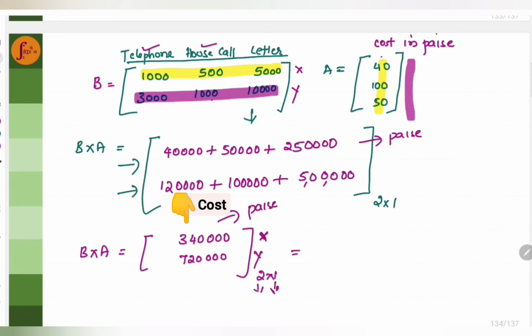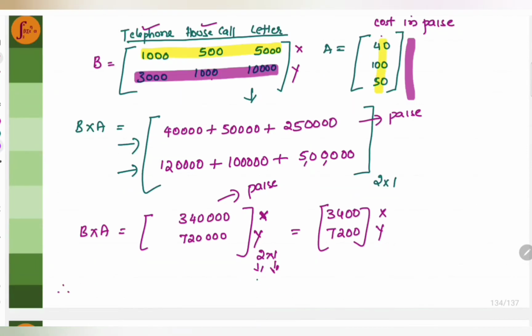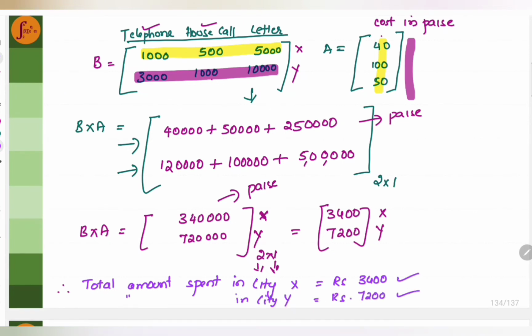Since this is in paise, let's convert this into rupees. So if you convert it into rupees, you're going to divide it by 100. So it's going to be divided by 100, which is 3,400 rupees, and this is going to be 7,200 rupees. So this is X and Y. Therefore, total amount spent in city X is rupees 3,400. Same thing in city Y is equal to rupees 7,200.